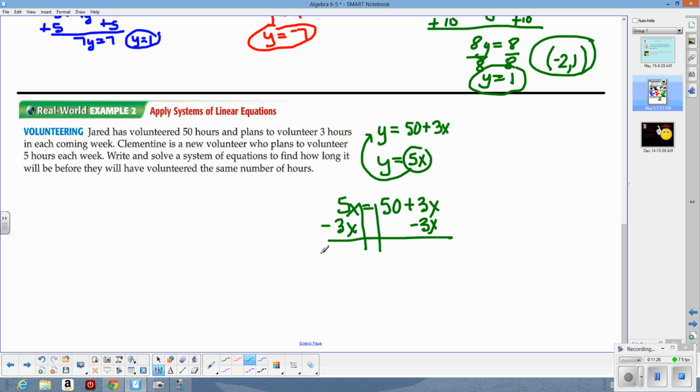5x take away 3x is 2x. And on the right side we have 50. Now to figure out what x is, we're going to divide both sides by 2. So x equals 25, or after 25 weeks is when they will have volunteered the exact same amount of time.